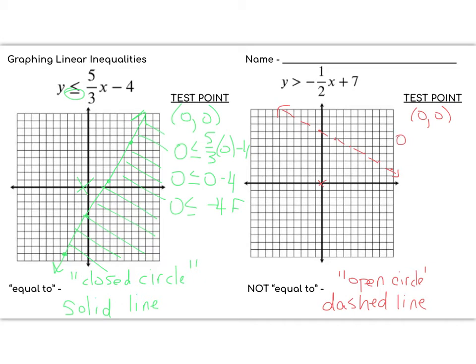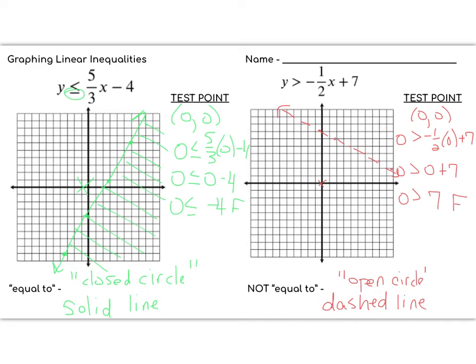So the y value is 0, and I want to know, is that greater than negative 1/2 times 0 plus 7? So I get 0 is greater than, negative 1/2 times 0 is 0, and then 0 plus 7 is 7. Is 0 greater than 7?